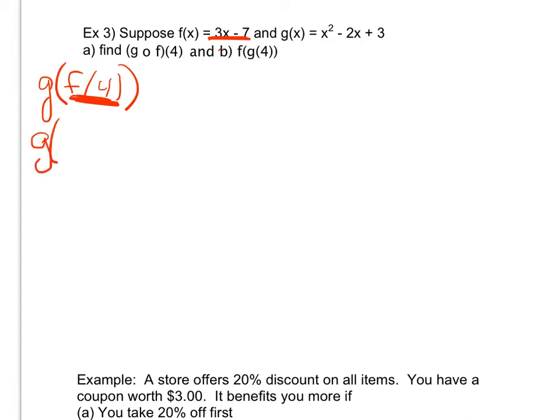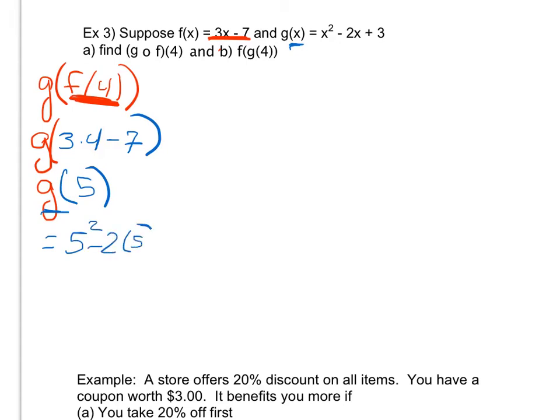That tells me to go to my function f and plug a 4 in every time I see a variable. So the g will stay, and f of 4 becomes 3 times 4 minus 7. I'm still going to leave the g. 3 times 4 is 12. 12 minus 7 is 5. This now tells me to go to my function g, and every time I see a variable, plug 5 in, giving me 5 squared minus 2 times 5 plus 3. Well, 5 squared is 25 minus 10 plus 3. 25 minus 10 is 15, plus 3 is 18.